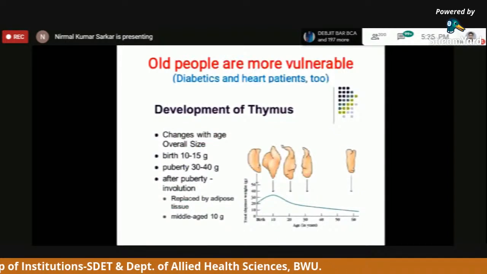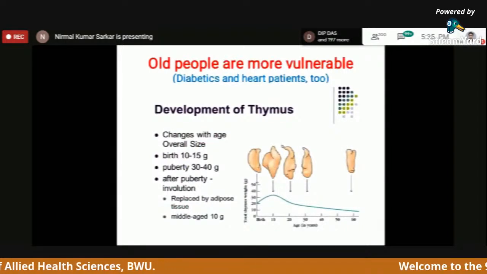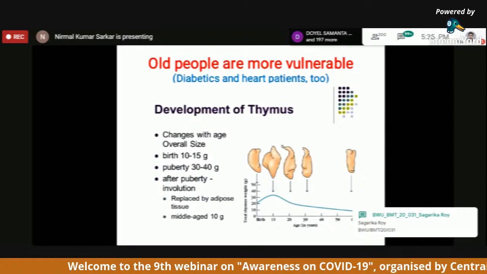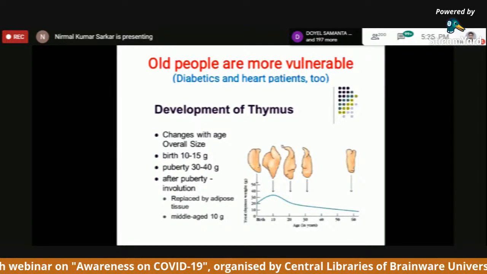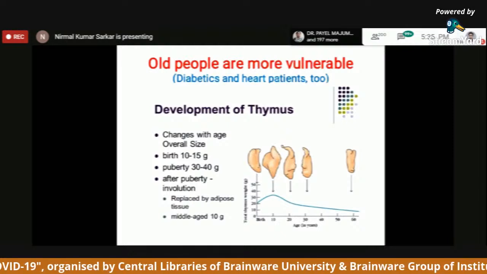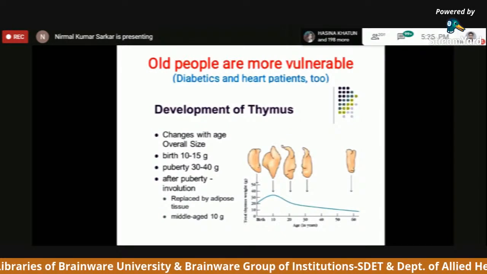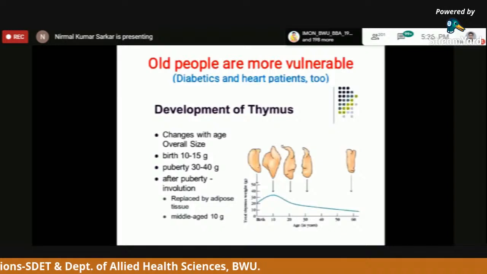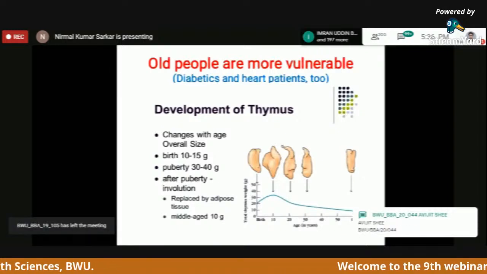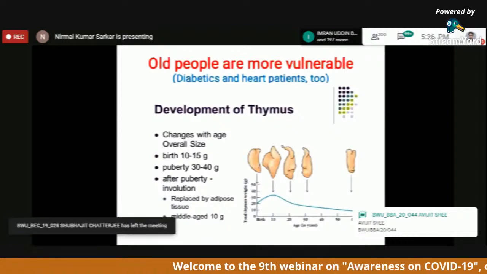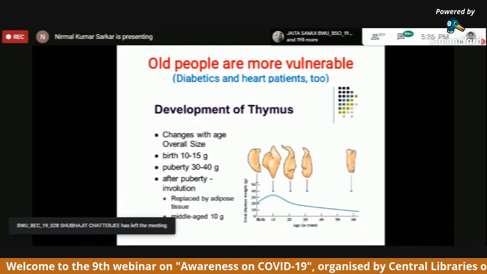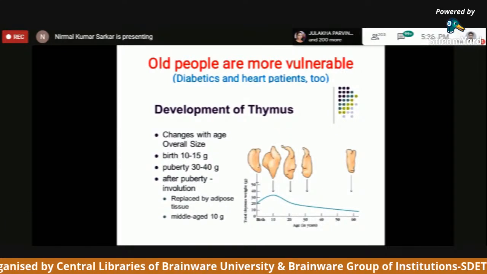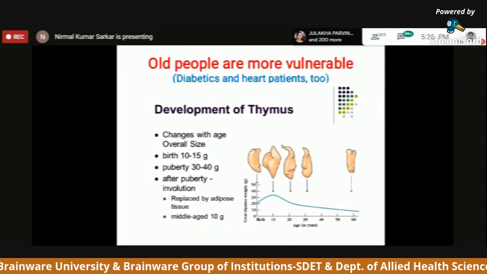Old people are more susceptible to COVID-19. Regression of thymus gland, which produces the T lymphocytes, in old age may be an important cause of this phenomenon. At birth, thymus gland weighs 10 to 15 grams. It enlarges up to 30 to 40 grams at puberty. But it starts to undergo regression, involution, from middle age, after 45 years of age. And after 60 years of age, the weight of the thymus goes down to 10 grams or even less.